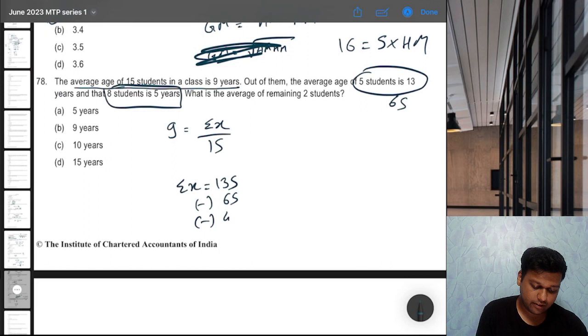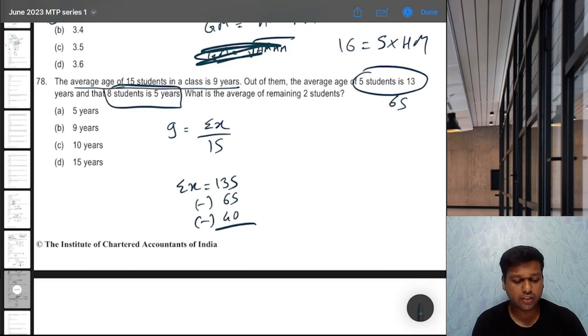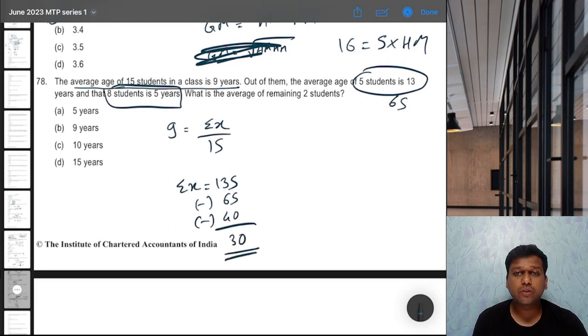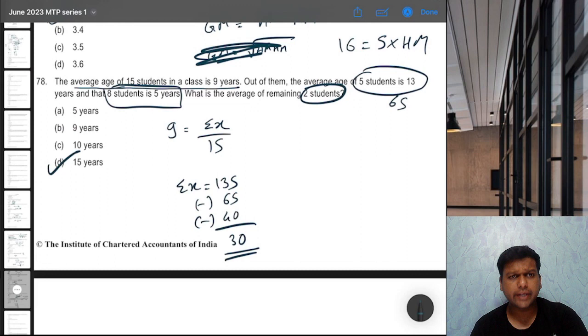Let's subtract it. So for remaining students, total will be what? 135 minus 65 minus 40, that is 30. How many students are remaining? 2 students. So for 2 students, total is 30. That means their average is 30 by 2, which is 15. Option D. Okay. Fine. Next.